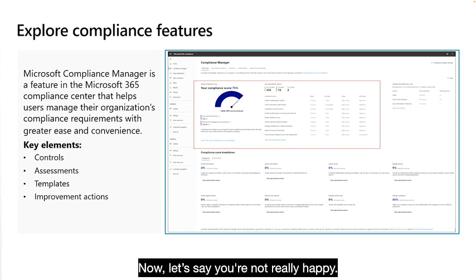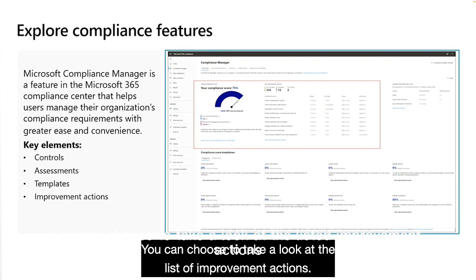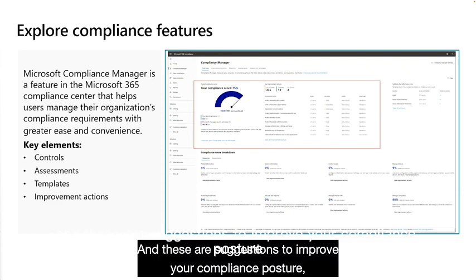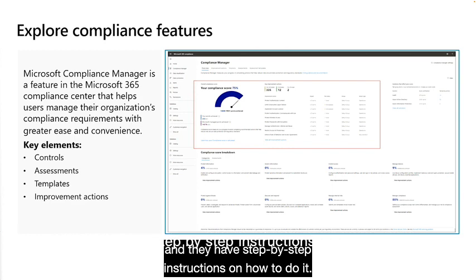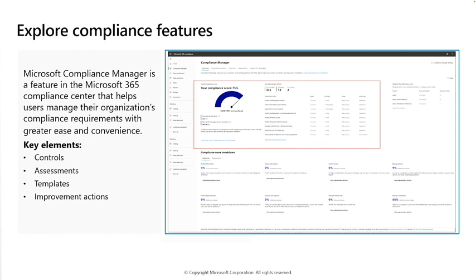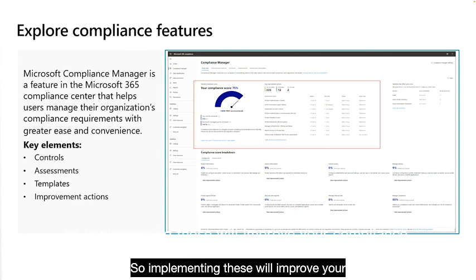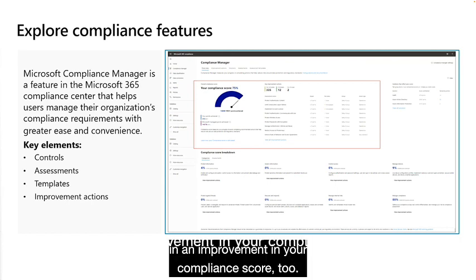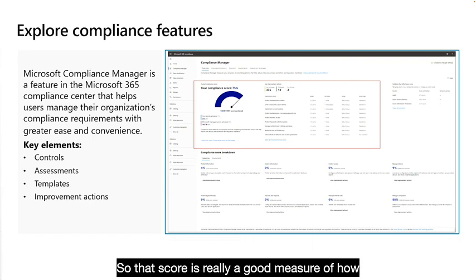Now, let's say you're not really happy. You can choose to take a look at the listed improvement actions. And these are suggestions to improve your compliance posture. And they have step-by-step instructions on how to do it. So implementing these will improve your compliance posture, and it will be reflected in an improvement in your compliance score too. So that score is really a good measure of how you're going from a compliance standpoint.